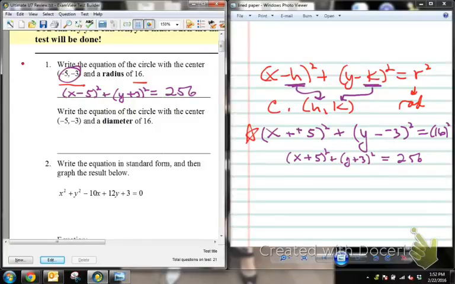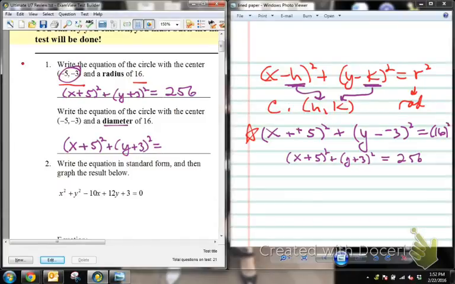Now for the second one in number 1, it asks to write the equation of the circle with the center at -5, -3, so it's almost exactly the same. It's going to be x plus 5 again, quantity squared, plus y plus 3 quantity squared equals, what's different now though, just notice that they gave you a diameter of 16. Instead of a radius, they gave you the diameter.